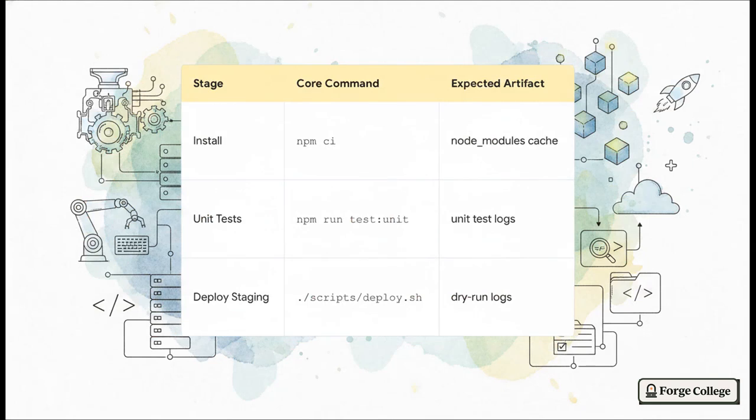All right, let's crack open that schematic and actually look at the engine block. We can map those exact factory stages directly to the core commands your robot is executing. So, for the install stage, the command is npm ci, and the physical artifact it produces is a cached node_modules folder. Easy. For unit tests, it's running npm run test:unit to generate unit test logs. And for deploy staging, well, it fires a bash script with a staging flag to produce your dry run logs. The absolute beauty of this whole thing is that these are the exact same commands you run locally. We're literally just handing the keyboard over to the pipeline.